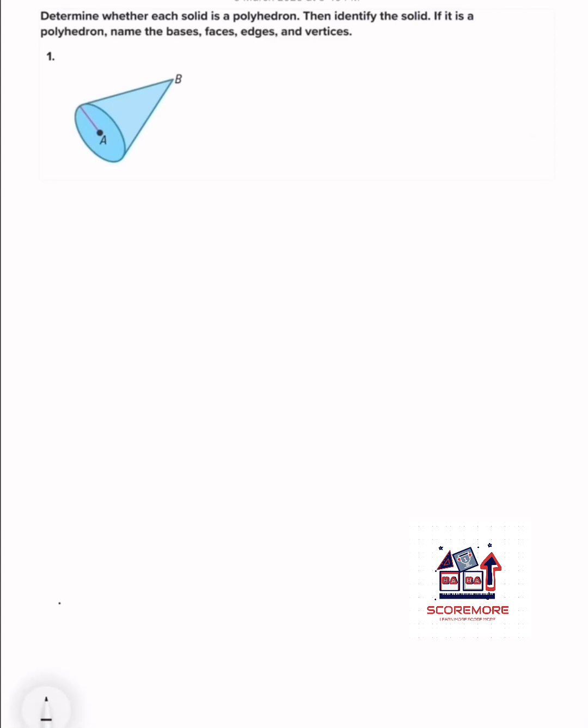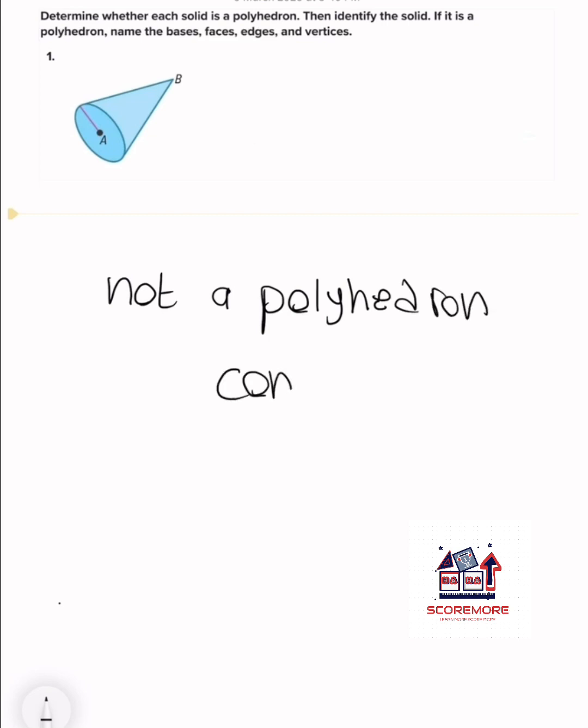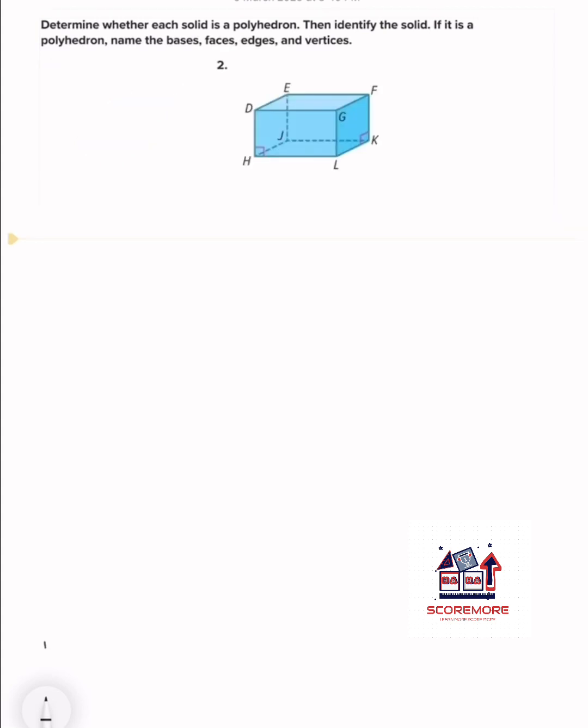Back again. So this figure shows that the solid has a curved surface, and the first rule that we took is that a polyhedron has a smooth surface, so it is not a polyhedron. And this shape is called a cone. Easy, right? Let's complete the other questions.